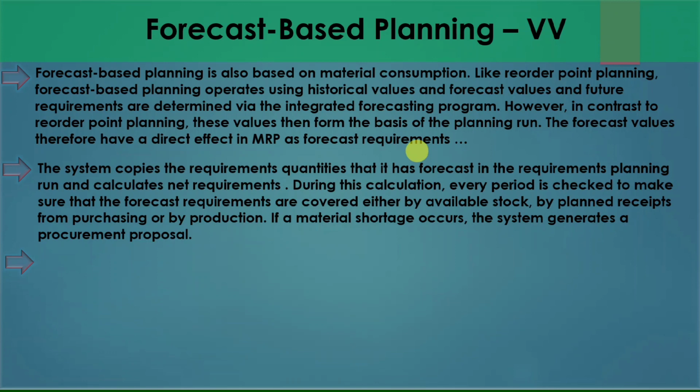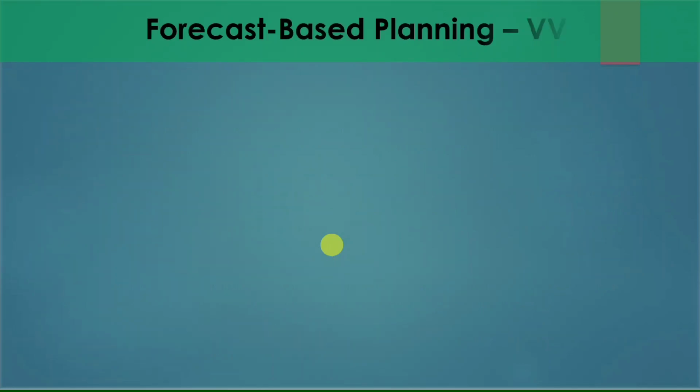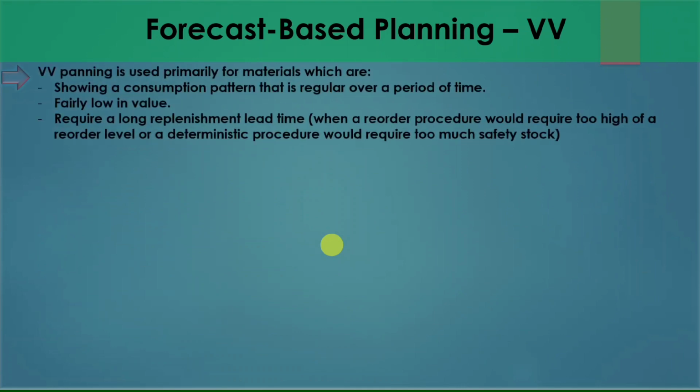So next, we saw this. If material shortage occurs, then the system generates a procurement proposal. Then the system calculates the quantity recorded in the procurement proposal according to the lot. We know that for all MRPs, lot size plays an important role, and the system orders materials or products as per the lot that we mentioned. So that's fine.